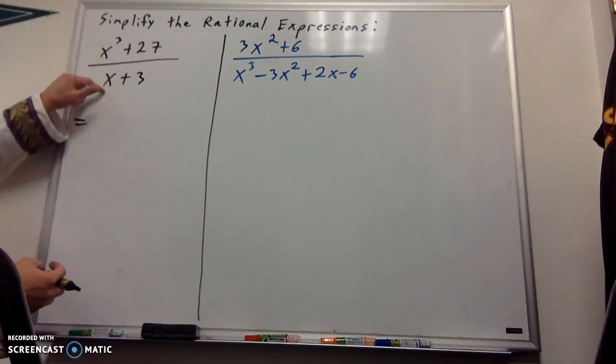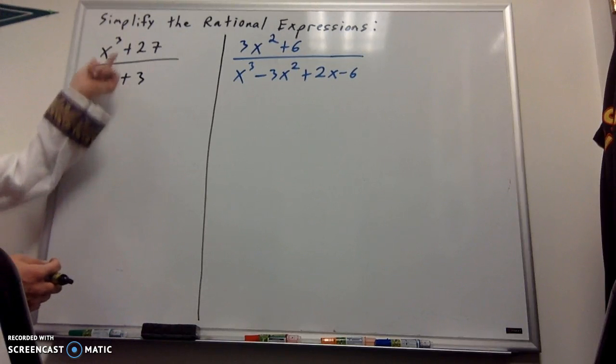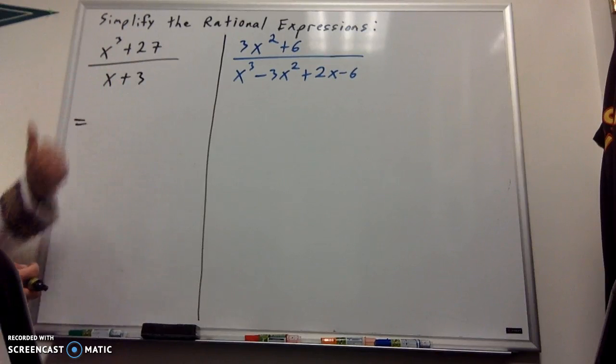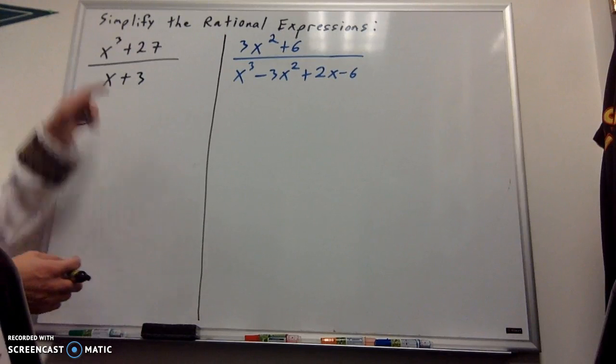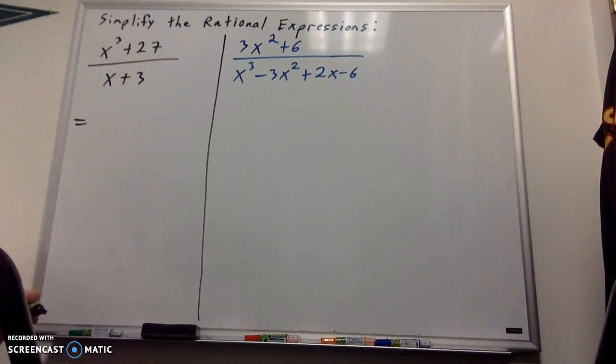The reason I can't divide these out, I've said this time and time again, is because what you're trying to divide out, the x cubed with the x, they need to be getting multiplied to all the numerator and all the denominator, right? They can only be factors. These guys are not factors. They're getting added to other stuff. So that's why I can't do that.